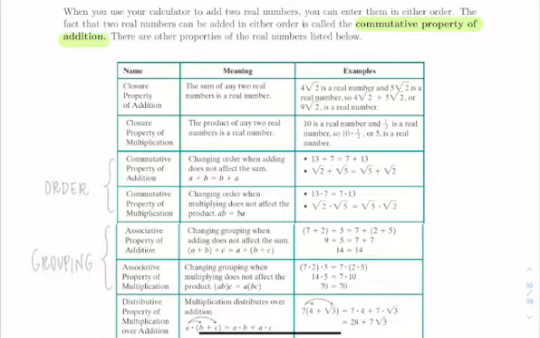The closure property of addition just says that the sum of any two real numbers is going to give you a real number. The closure property of multiplication just says the product of any two real numbers is also a real number. The commutative property of addition and multiplication just says that you can change the order without affecting the operation. So commutative deals with the order.